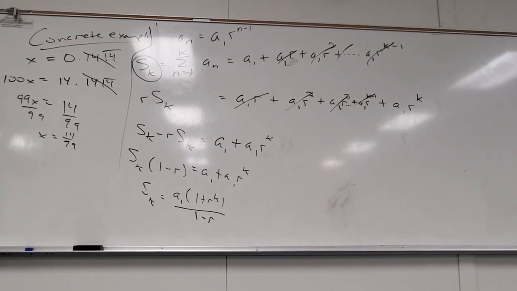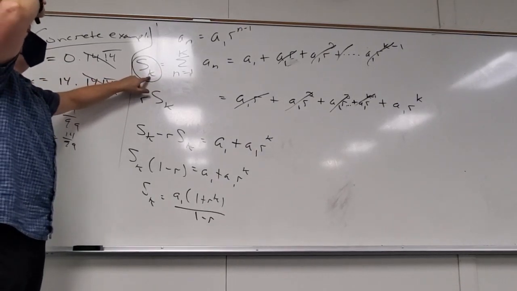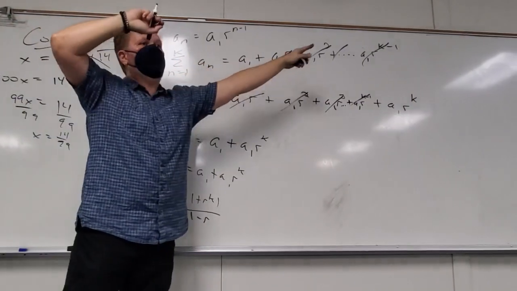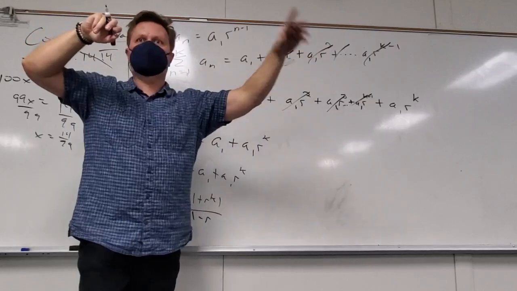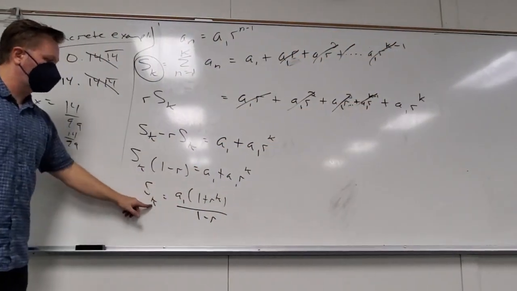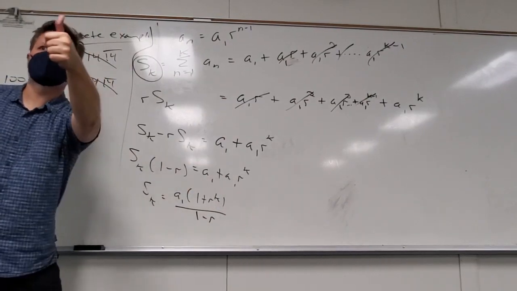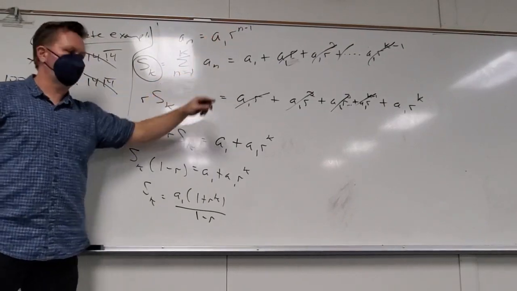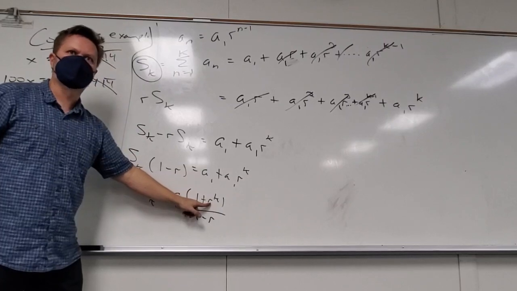At the moment, if I wanted to know what S8000 was, doing it this way, wouldn't I have to write down each of these and add them up? I would have to know the first plus the second plus the third plus the fourth up to the 8000th one. Down here, if I want to know what S8000 is, don't I just put an 8000 there and get it in one step? I don't have to know what every element is. I just have to know what the first one is and what the R is.